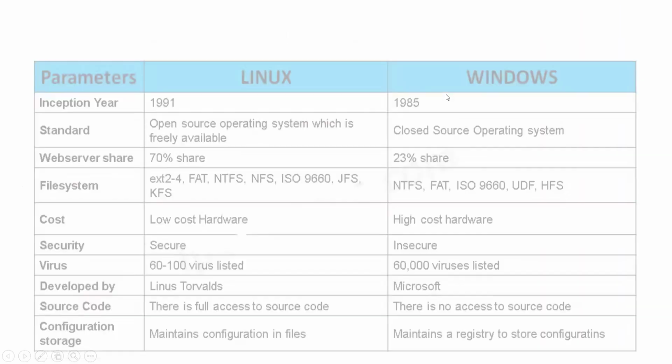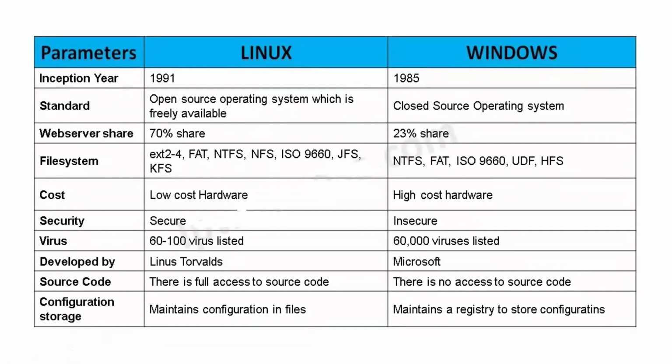Getting it? And you can see the major differences between Linux and Windows. Linux was introduced somewhere in 1991. Windows was developed somewhere in 1985. But in 1985, Windows was not really there. Basically, it was DOS. You know what DOS is? A black screen with white letters. Yes, so this is standardly open source, and on web servers it has a 70% share.